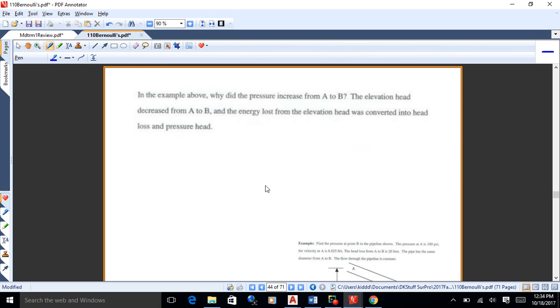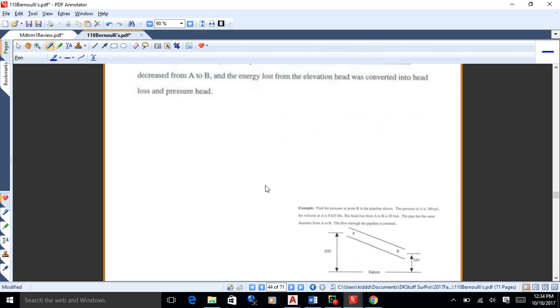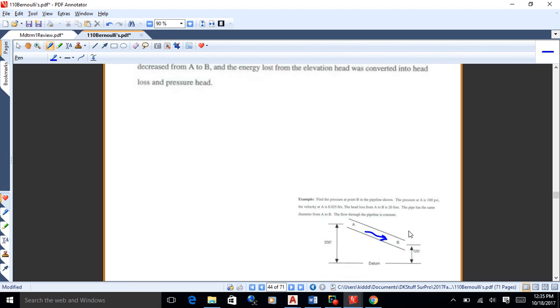Now what's happening in this system is there's head loss as the water flows from A to B, but it's also dropping. It's going downhill, so you pick up some pressure on account of that downhill drop. Even though there's head loss, there's more pressure head gained from going down the hill than is lost in head loss. So the pressure ends up going up.